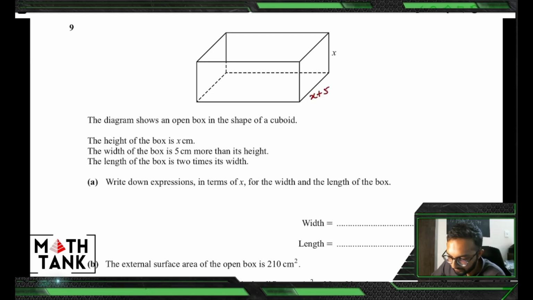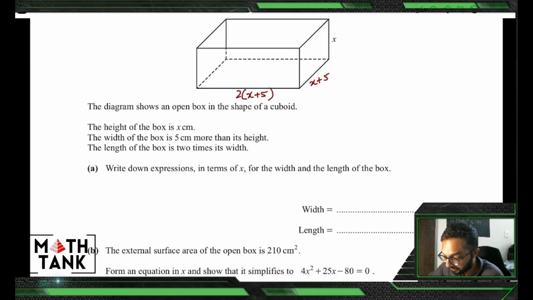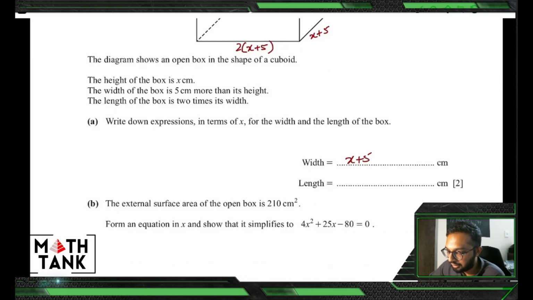The length of the box is 2 times its width. So 2 times its width, 2 times x plus 5. Write down an expression for x in terms of width and length. So that's what I had to write. So I'm going to write it down here. Even if I didn't have to write it, I would still need them. So that's why I wrote it above on the diagram.